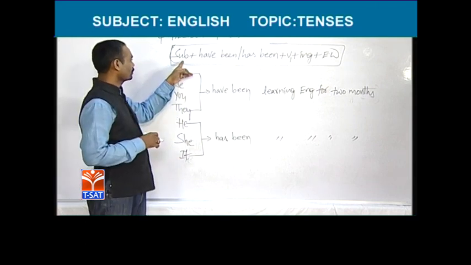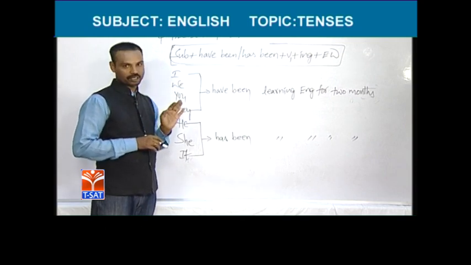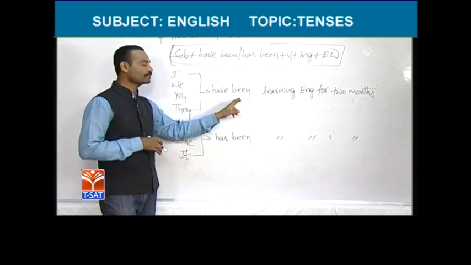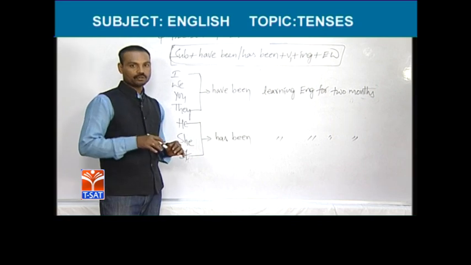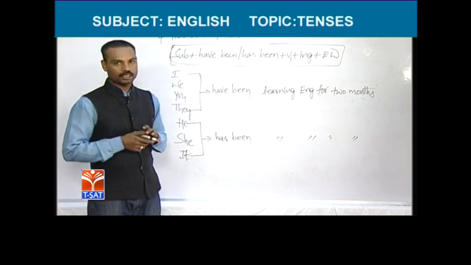This is the frame, subject plus have been or has been, V1 plus ing form plus extra words. Let us see how to write sentences. After I, you, they, we should use have been. After he, she, we should use has been. Okay, now I am going to give you some examples of present perfect continuous tense.